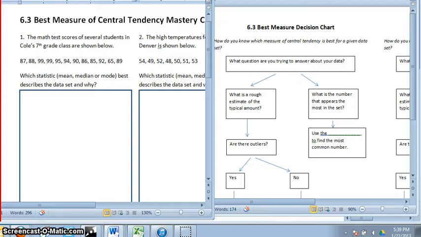Well, when we're trying to figure out if mean, median, or mode is best for a data set, the first thing we need to think about is what we are trying to say about this data set, or what we're trying to answer. The question says, which one best describes the data set? Well, if we're describing a bunch of test scores, we're trying to get a rough estimate of the typical score on that test. So I'm going to look at this decision chart over here that we have. The question that we're trying to answer about our data is, what is a rough estimate of the typical amount?